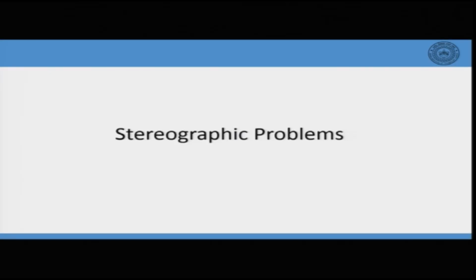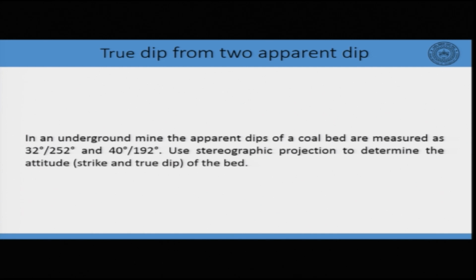So, the first problem is how to determine the true dip from the two apparent dips. If we have two apparent dips on the plane, how will we determine the strike and the dip of this plane?